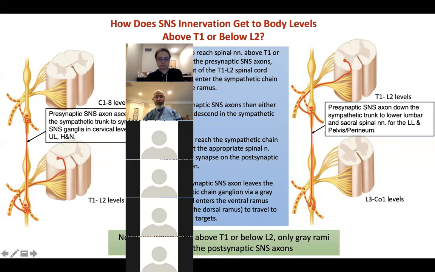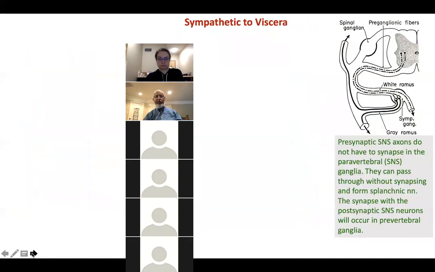So that's why there will be no white rami above T1 or below L2, because you don't have two communicating rami, because one is already inside your sympathetic chain. You need one communicating rami. You don't have to worry much about this one. This maybe could be difficult for you.